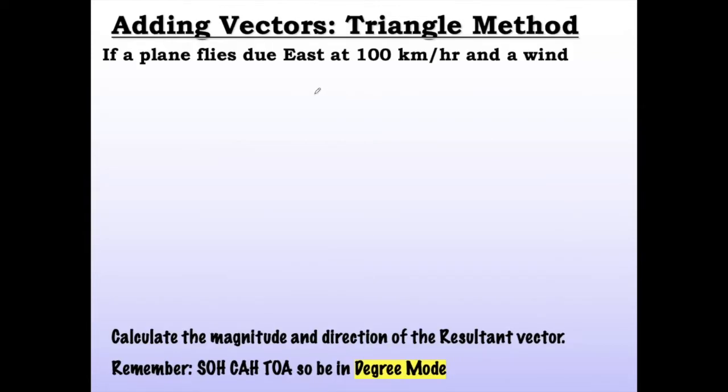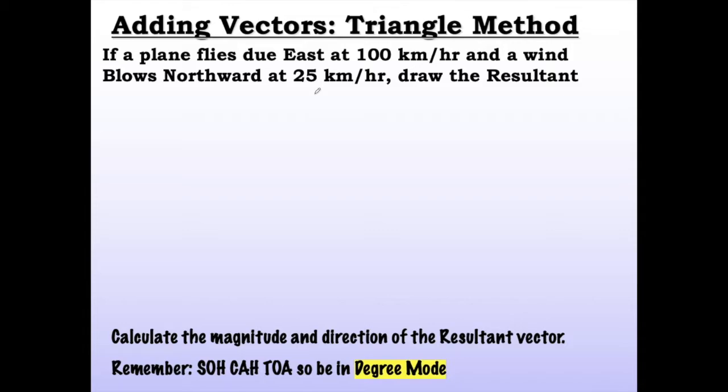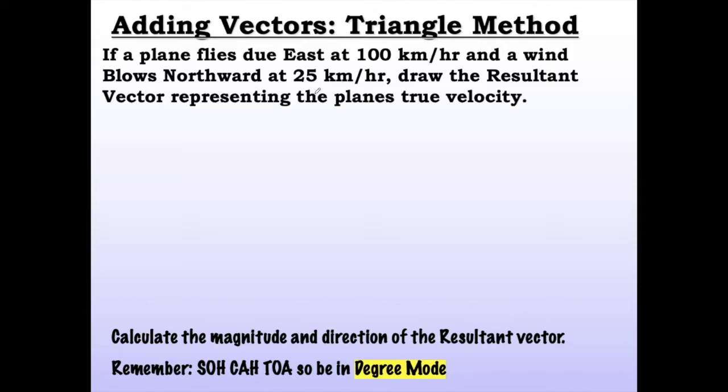So we have something like this. It says if a plane flies due east at 100 kilometers per hour and a wind blows northward at 25 kilometers per hour, draw the resultant vector representing the plane's true velocity. So the question here is basically you have a plane flying and you have a wind blowing at a 90-degree angle to it. And here are your steps for success using what's called the triangle method.